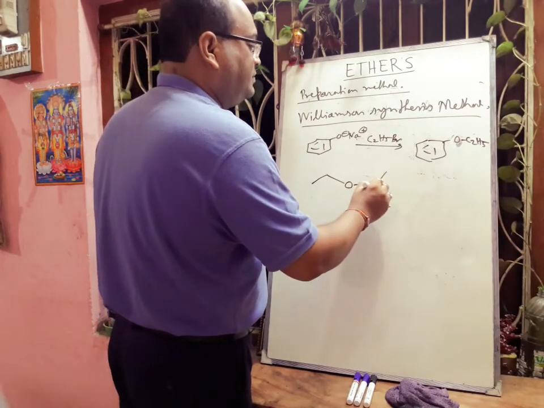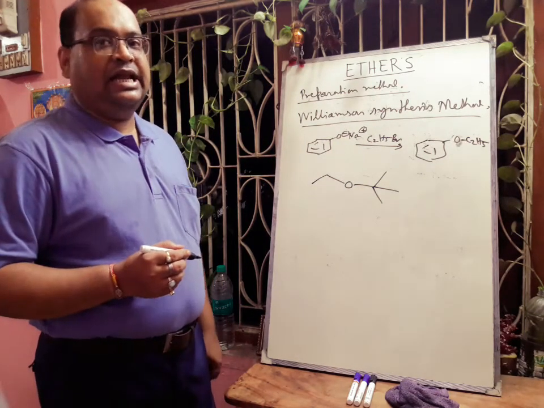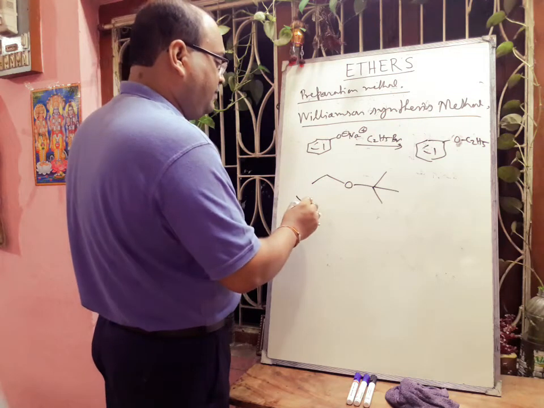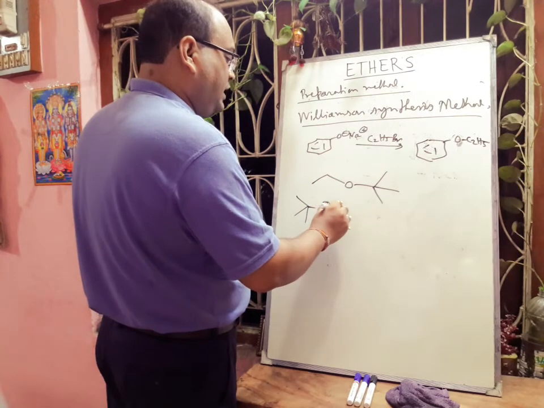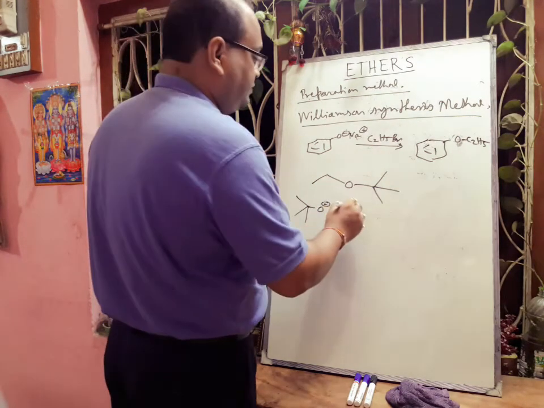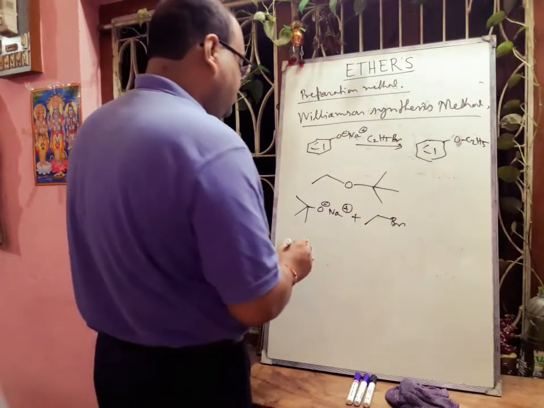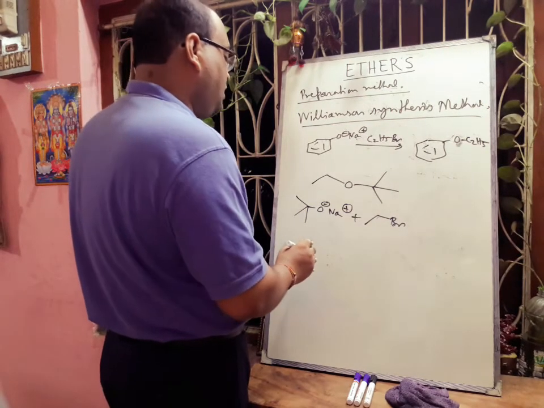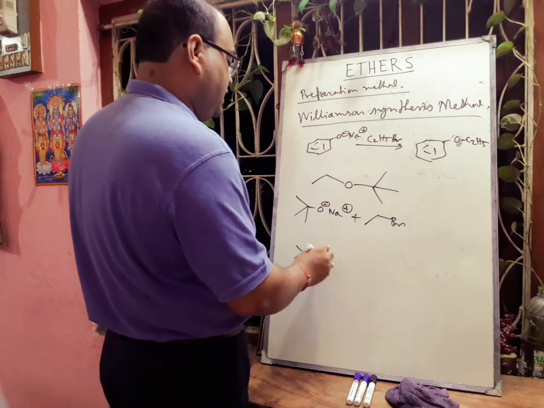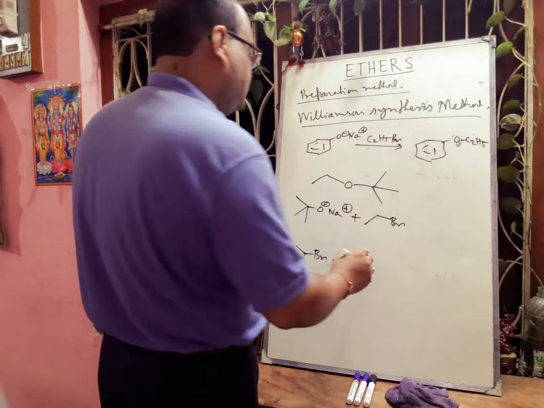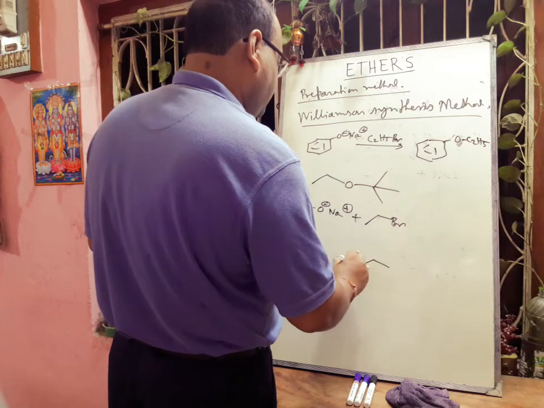this type of ether, then what would be the starting material? There are two options. We can take O minus Na plus and bromide. Otherwise we can take tertiary butyl bromide plus O minus Na plus, sodium ethoxide.